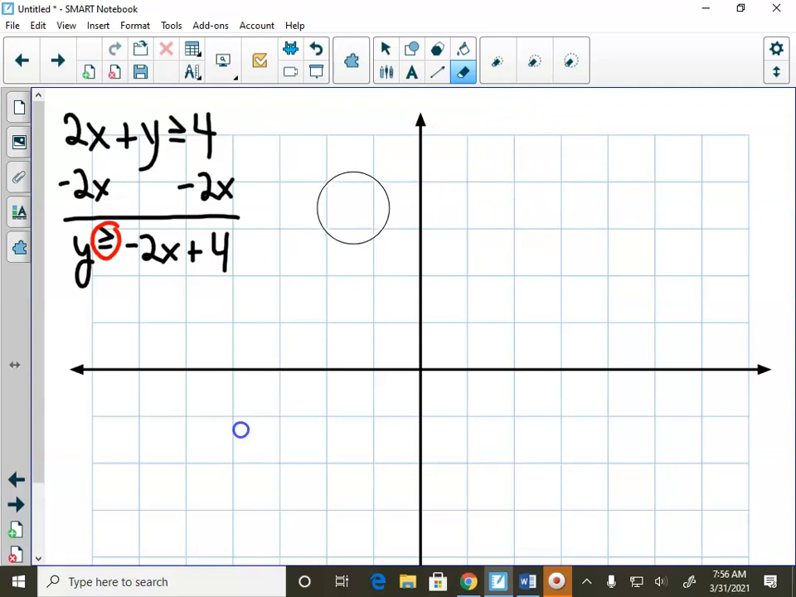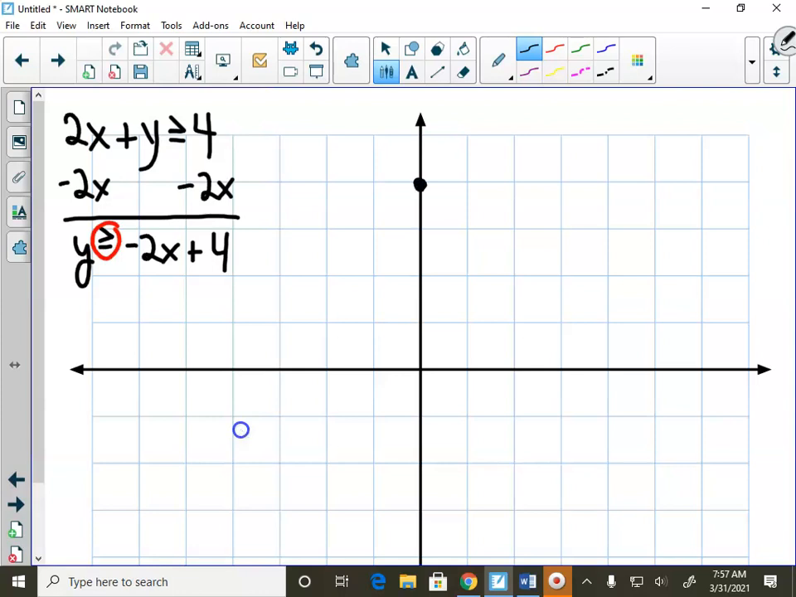So let's graph it. When we graph this, we're graphing it the same way that we do a line. When you were doing slope, you were graphing lines, and we're doing the same thing here. So we know that our y-intercept is at positive 4. So we'll go 1, 2, 3, 4. We'll put our point there.